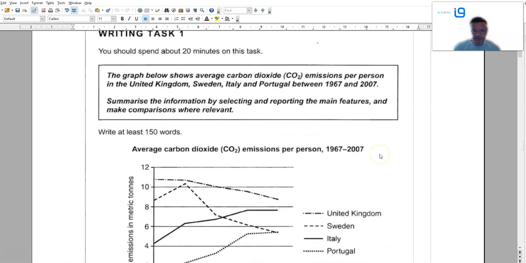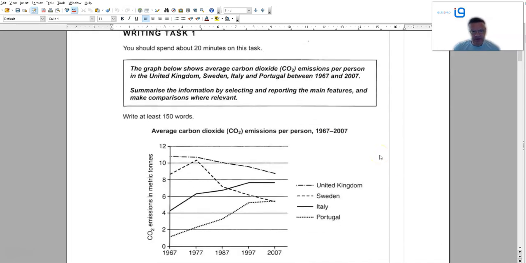Okay, so first things first, right? The graph shows average CO2 emissions per person, UK, Sweden, Italy and Portugal. Got to summarise information, select, put the main features and make comparisons. Okay, now I've mentioned the criteria before. I hope I don't have to do so again, but the overview, this is the key point that a lot of people don't get right.